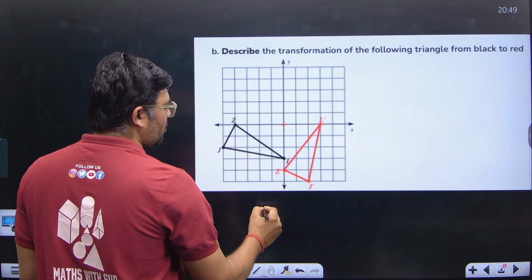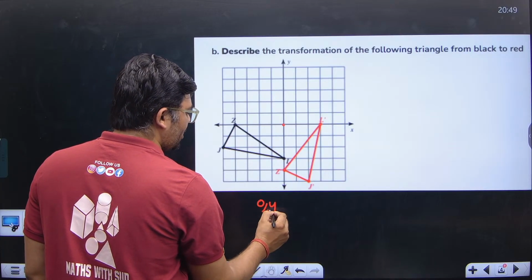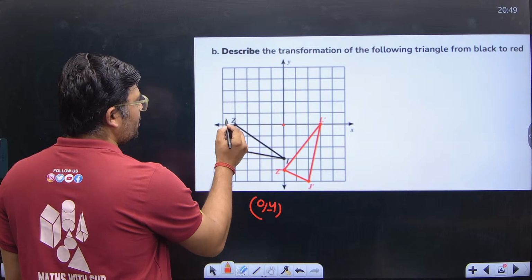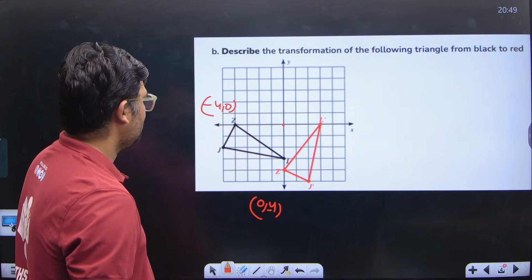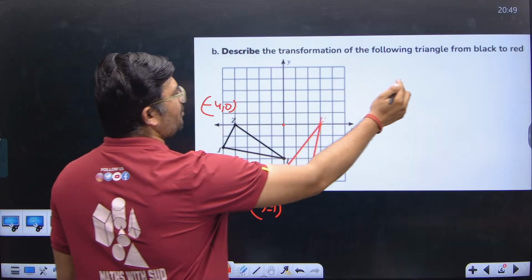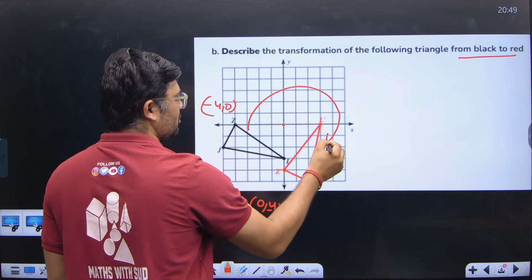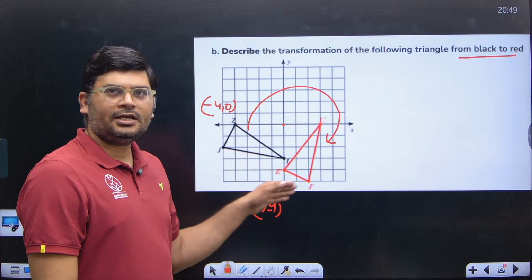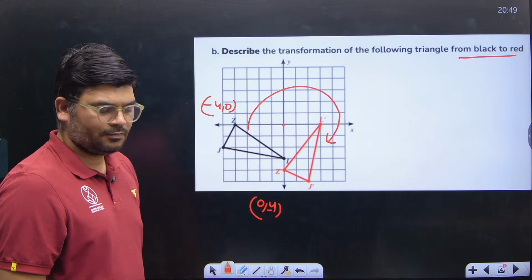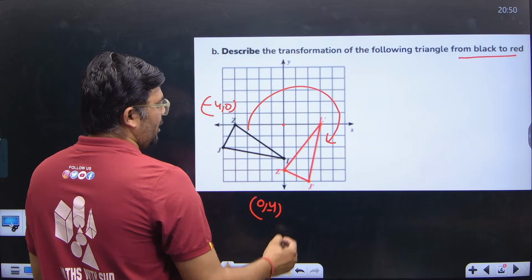So z is how much? 0, 1, 2, 3, 4. 0, minus 4. And this is what? Minus 4, 0. Are you getting it? Yes. But they are telling from black to red. Sorry. So we have to go like this. It's 270 degrees clockwise, 90 degrees. Yeah, or 90-degree counterclockwise. You can say any one of them. Understood now?